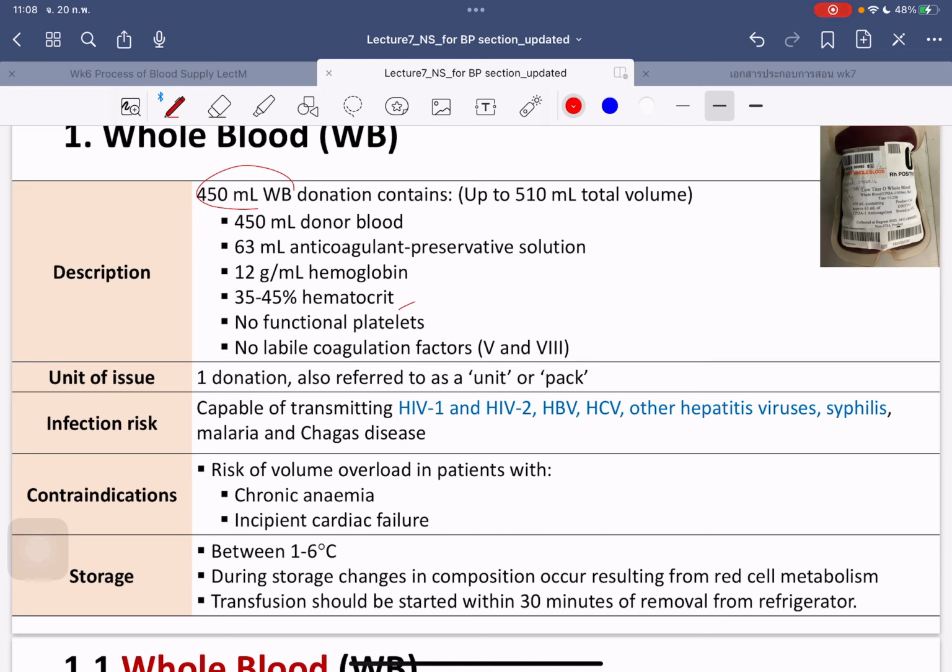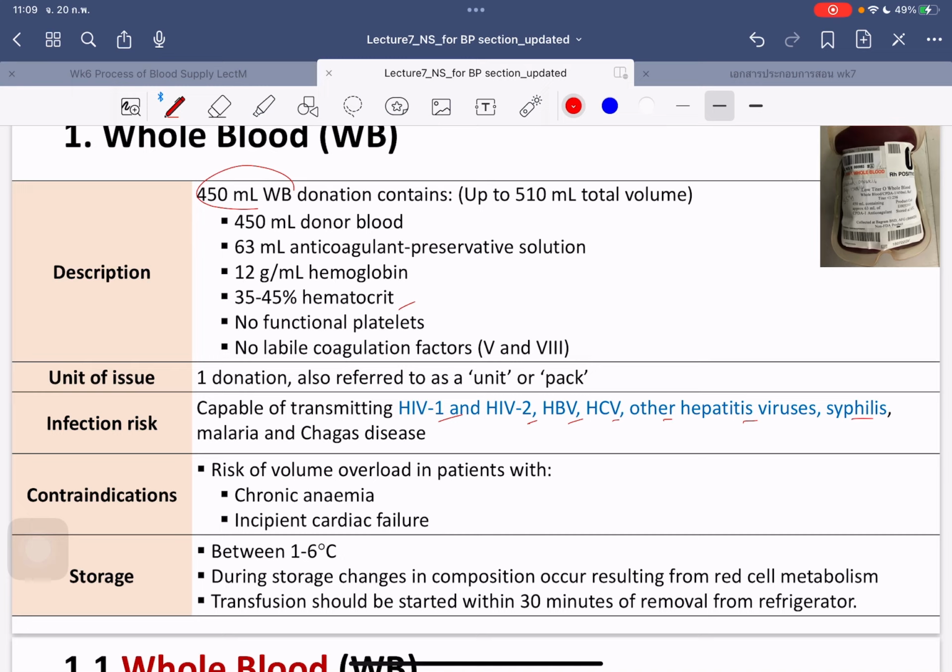So the important thing is that you have to understand which diseases can be transmitted through blood. The first one is HIV, composed of HIV-1 and HIV-2, as well as HBV, HCV, and other infectious diseases such as syphilis, malaria, and Chagas disease. In the blood bank, we will check for HIV, HBV, HCV, and syphilis for you. But others such as malaria and Chagas disease, we don't check.